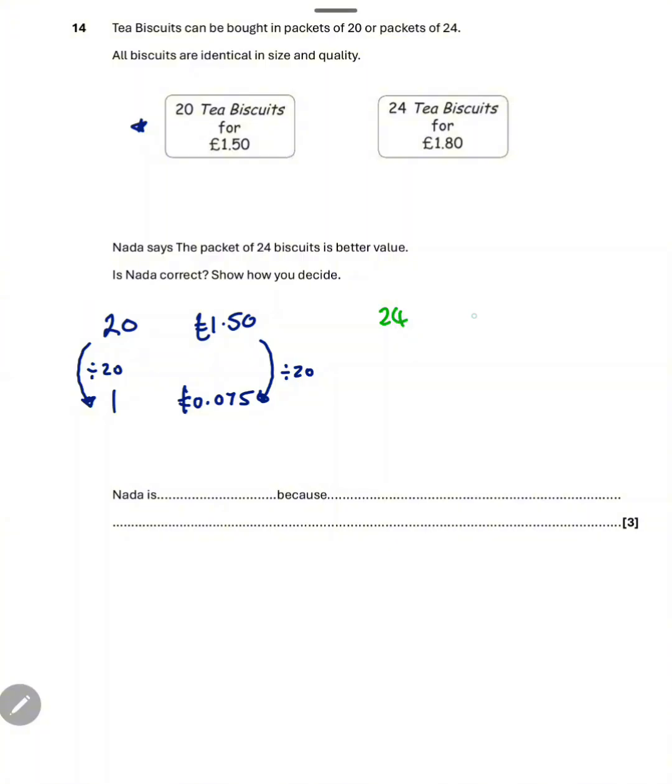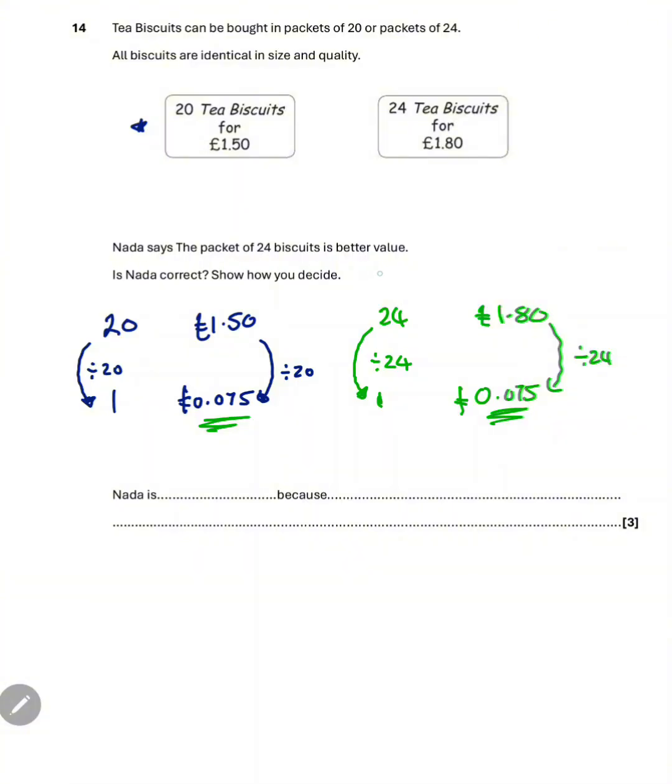Let's go over onto this side. We've now got 24 biscuits, and they're costing £1.80. Again, I'm going to come down to 1 biscuit because that'll work for every question. 24 to 1 is divided by 24. So over on this side, divide by 24. Bash that into a calculator, and we get 0.075. So that's the cost of 1 biscuit, which is actually the exact same on both sides. It doesn't often happen like that, but it can do.